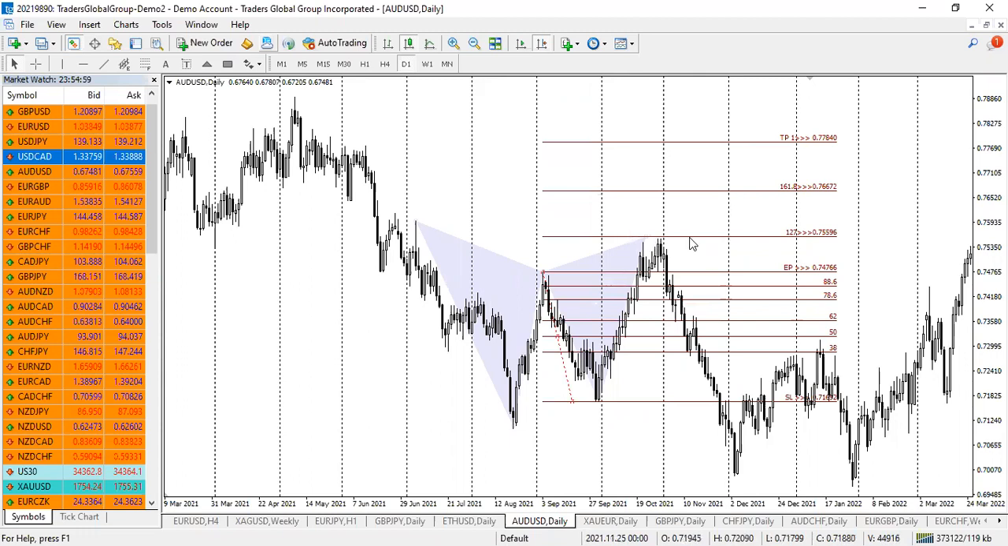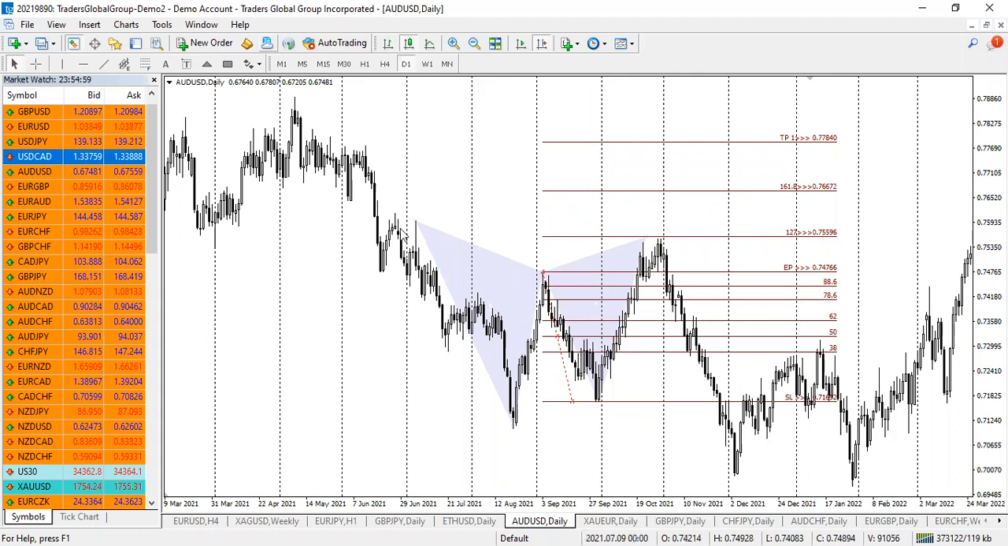1 to 7 is a Gartley. So exhaustion took place at 1 to 7. 1 to 7 to 161.8 is a Gartley. So this pattern is a Gartley, and the market sold. Is that okay? Yes, thank you.